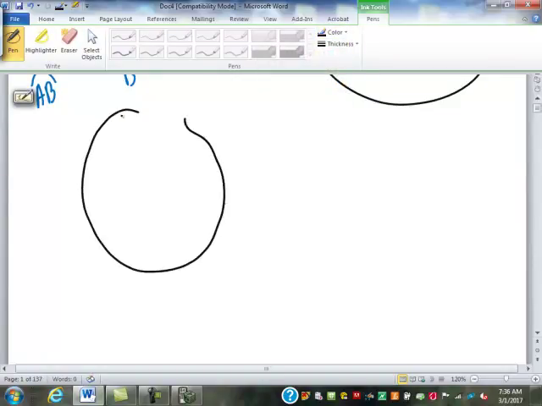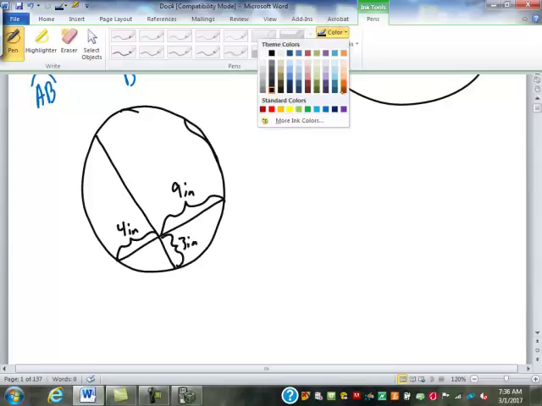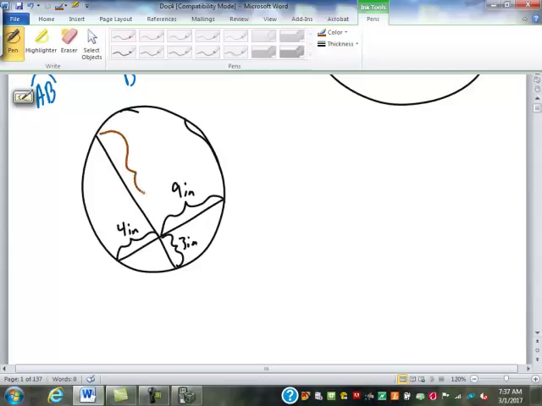Something we mentioned briefly last semester, because we did some arches with it, is if I have two chords that intersect, and let's say this chord here is cut into two pieces. One is 4 inches and one is 9 inches. And in this other chord, let's say that this piece here is 3 inches. Do you remember how we find the length of this final piece? The product of the pieces of those intersecting chords will be the same.